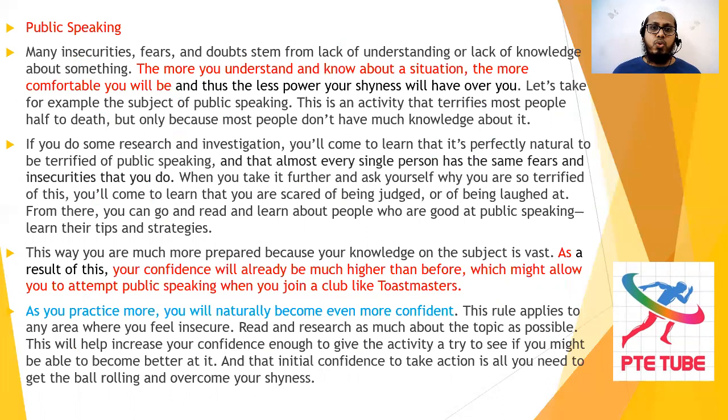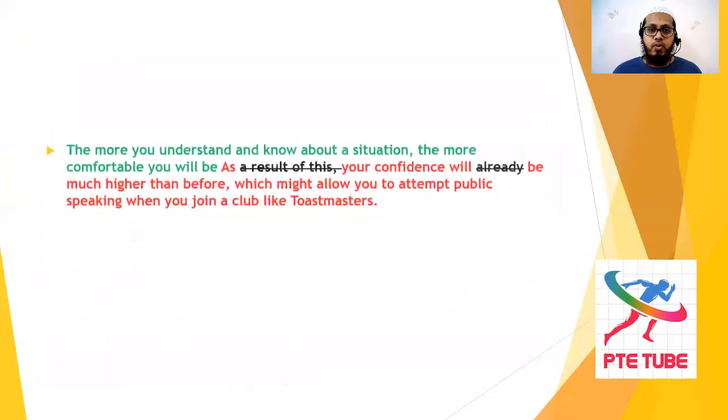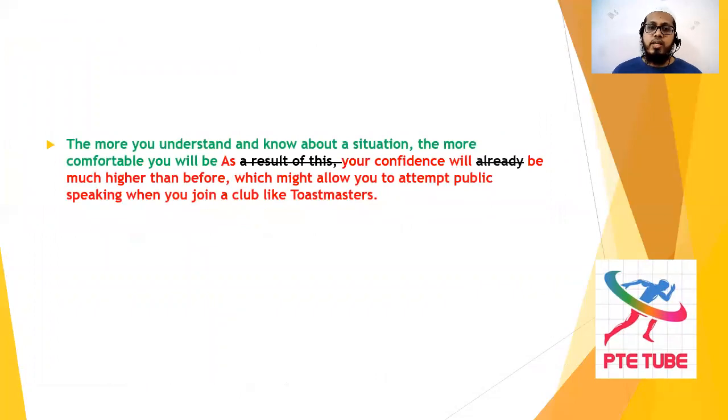Look, first paragraph, what have I chosen? I have not chosen the full sentence. I have chosen just a portion of the first sentence. And then again I skip the second paragraph and move to the third paragraph, and I have selected right from as a result of this up till the last, up till Toastmasters. Also, along with these two, I have chosen a sentence from the last para as well, which I didn't do in the previous example. Got it? The more you understand and know about a situation, the more comfortable you will be.